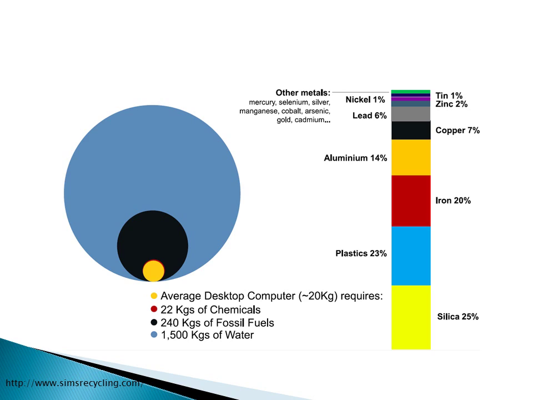Looking at the graph on the left, to produce a single computer, it takes 22 kilograms of chemicals, 240 kilograms of fossil fuels to provide the energy, and a staggering 1,500 kilograms of water. With the constant increase in demand for more computers, the impact of waste from manufacturing becomes more prevalent.